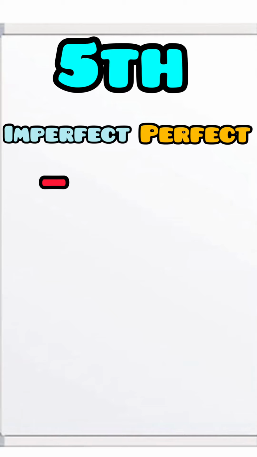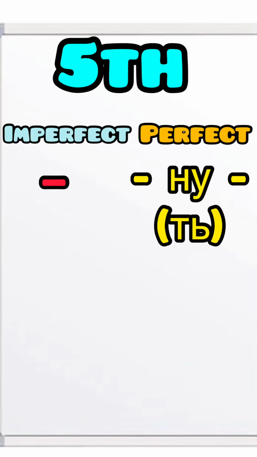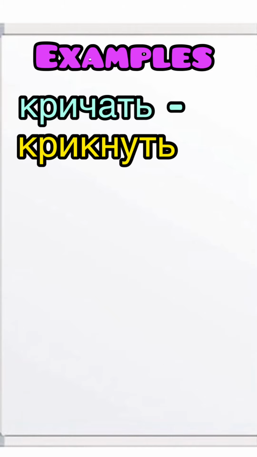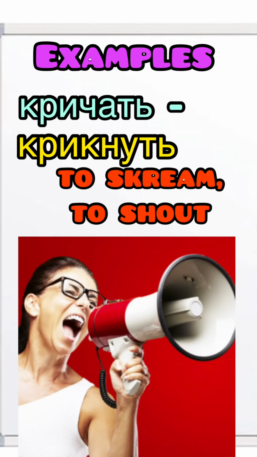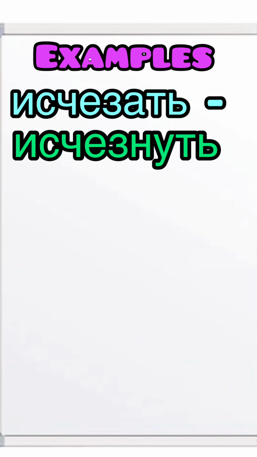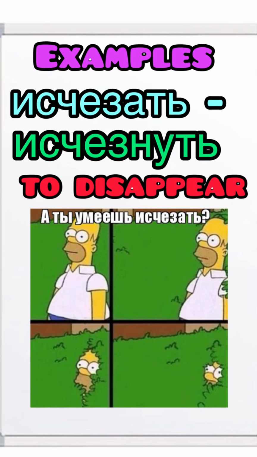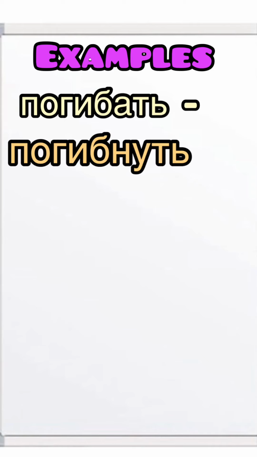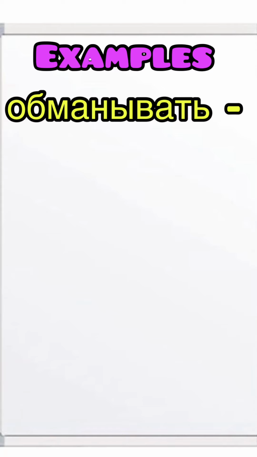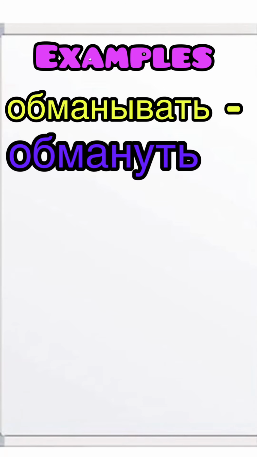The fifth group, imperfect, is without the suffix ну, but perfect is with the suffix ну. Examples. Кричать, imperfect. Крикнуть, perfect. To scream. Исчезать, исчезнуть. Disappear. Погибать, погибнуть. To die accidentally. Обманывать, обмануть. To lie.